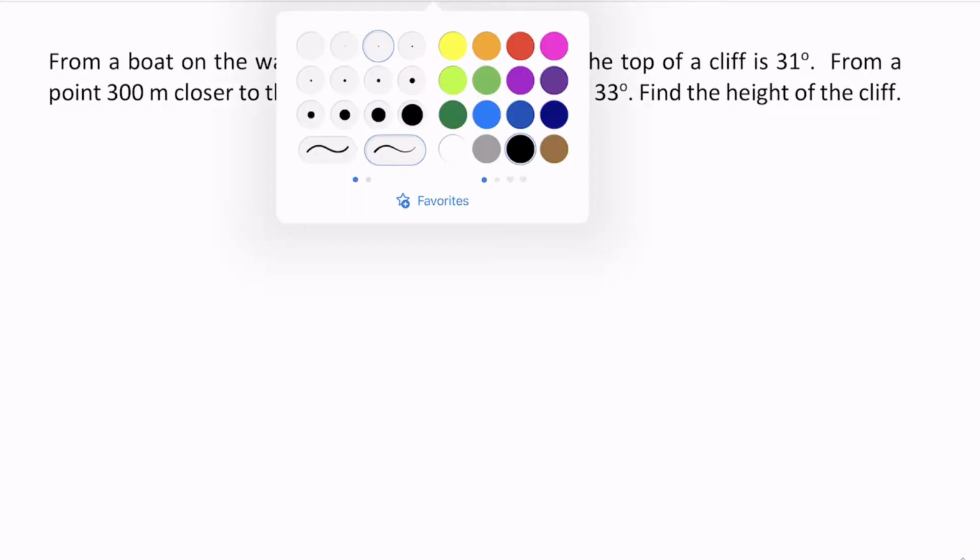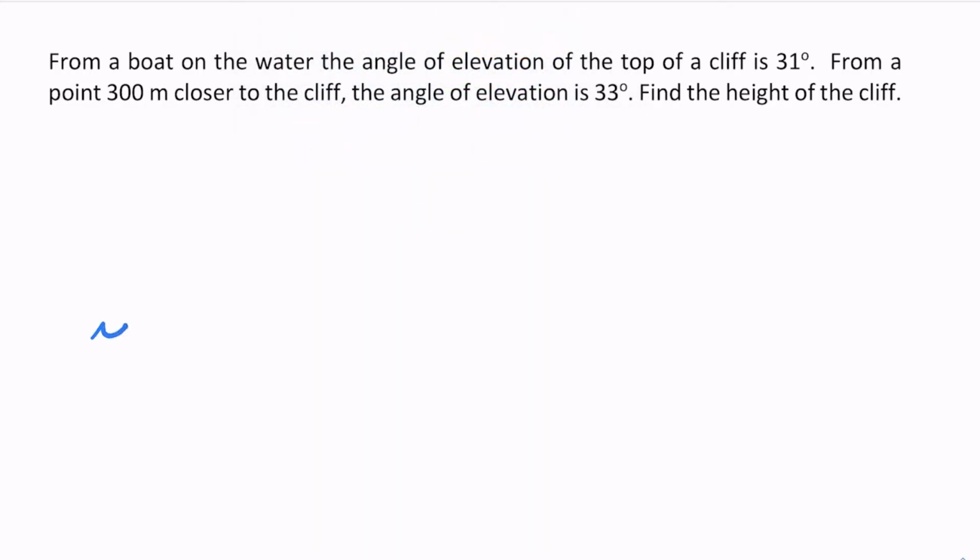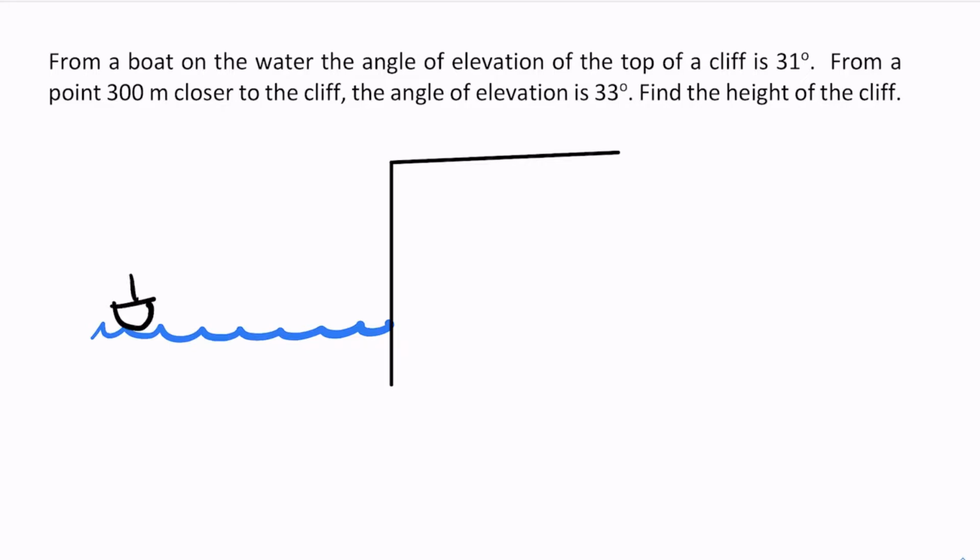So I'm going to draw just a rough picture. If this is my water, I will use this as my cliff over here. Just put that in. And my boat is just some vessel out over here. Okay, so it says here that the angle of elevation to the top of the cliff is 31 degrees.